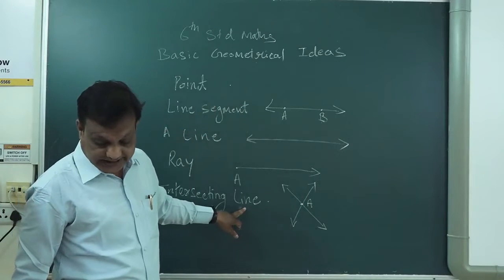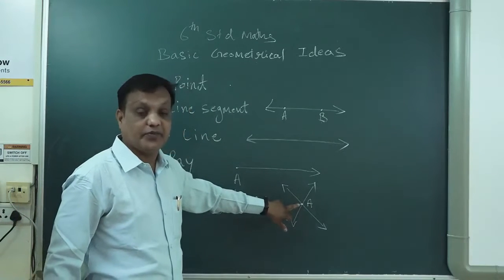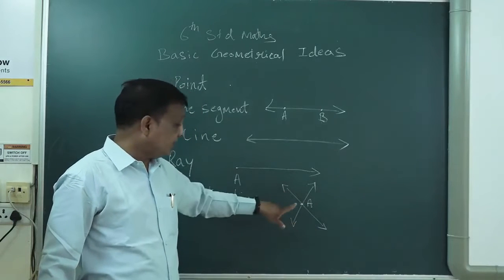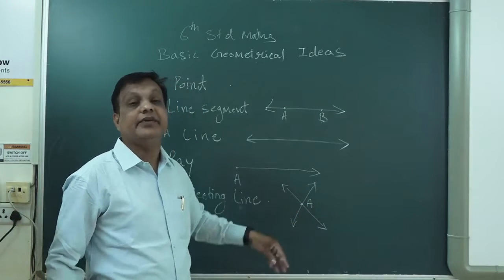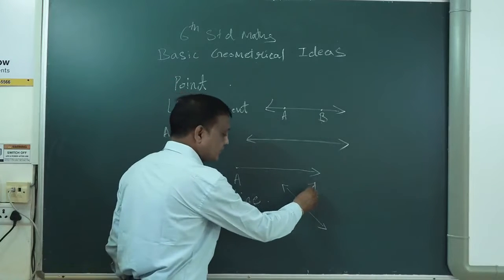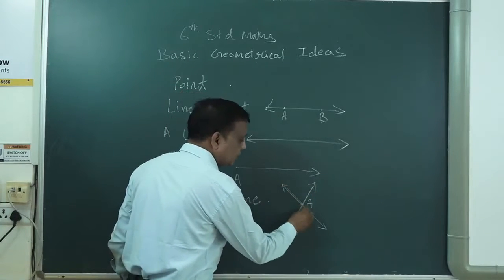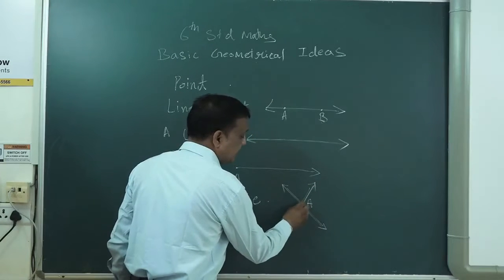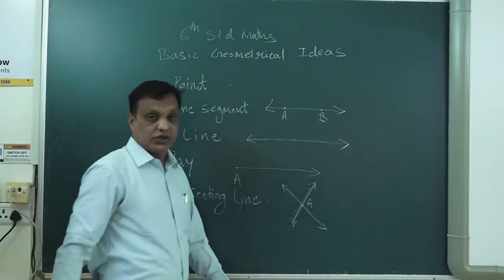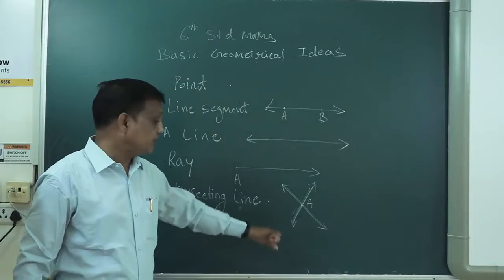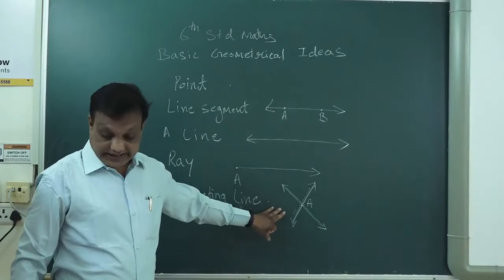Now where is the intersecting point? This is the intersecting point. These are the intersecting lines, and here it is intersecting. Intersecting means meeting, joining. So this line and this line, they both are intersecting. Intersecting means meeting each other, and this meeting point is A. So this type of lines are called intersecting lines.